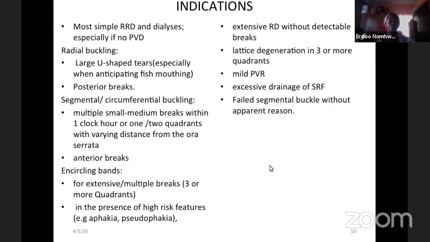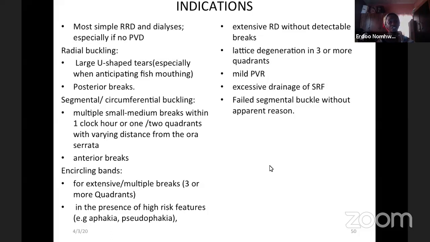Some of the indications for offering a patient scleral buckling are when you have a simple rhegmatogenous retinal detachment, or if there's a dialysis and there's no posterior vitreous detachment. Then radial buckling is commonly used when you have large U-shaped tears, especially when you're anticipating fish mouthing.